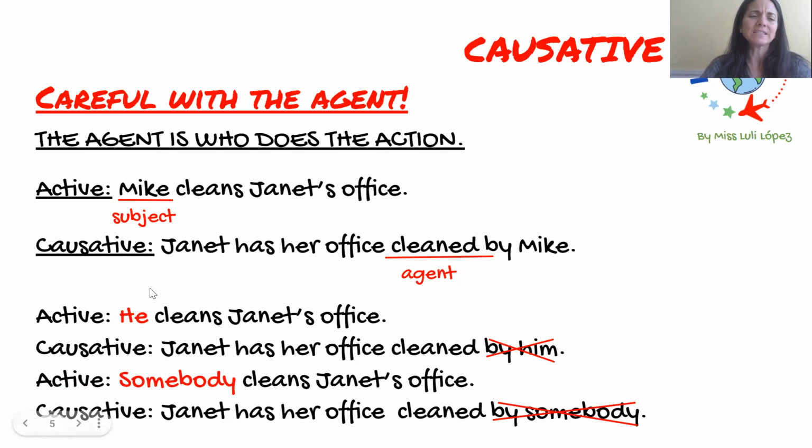Now, if in the active you have he cleans Jeanette's office, the causative would be Jeanette has her office cleaned, and the sentence ends there. We do not put by him. Why? Because it's not giving us relevant information. And the same happens when in the active sentence we have somebody. For example, somebody cleans Jeanette's office. So in the causative, if you say Jeanette has her office cleaned by somebody, it would be wrong because by somebody is not giving me further information. So it ends in Jeanette has her office cleaned, full stop.